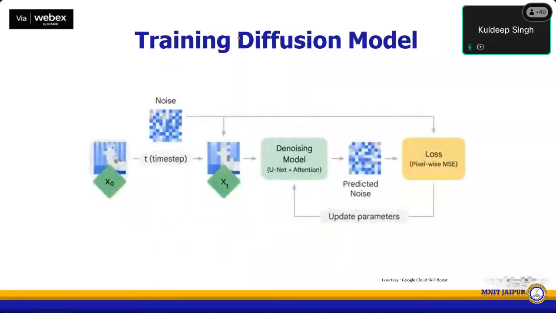So how do we do this? We add the noise to it, get the noisy image. Finally, we apply a denoising model, predict the noise, calculate the loss, and update the parameters. Slowly, this denoising model will be updated in such a way that it can generate a novel image given a pure noisy image.